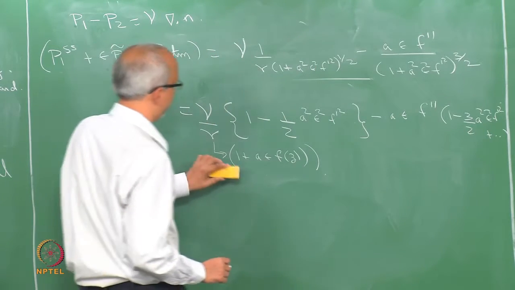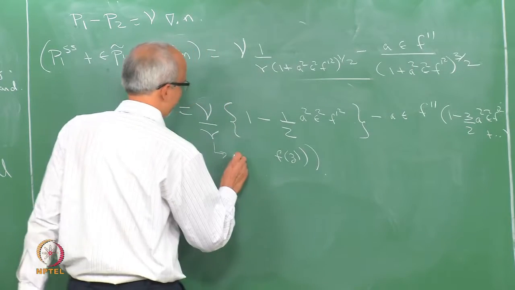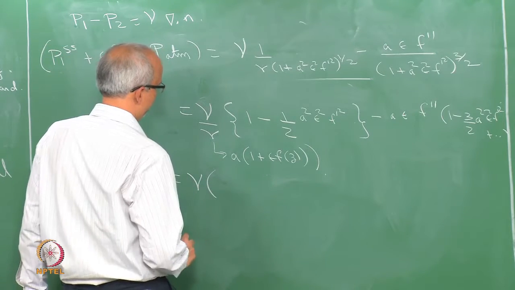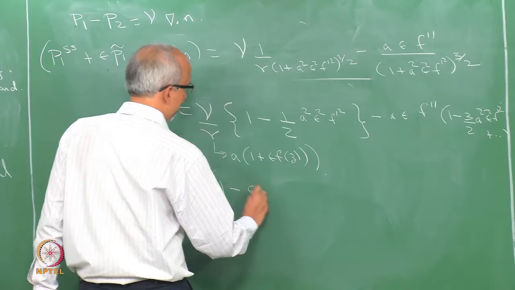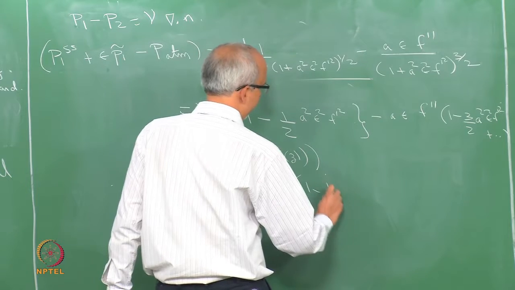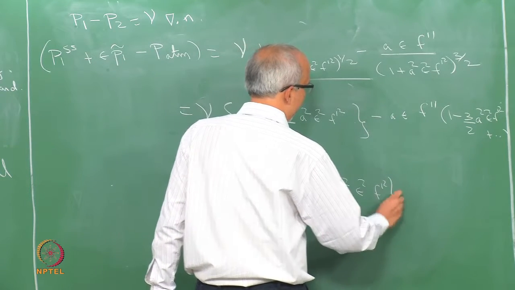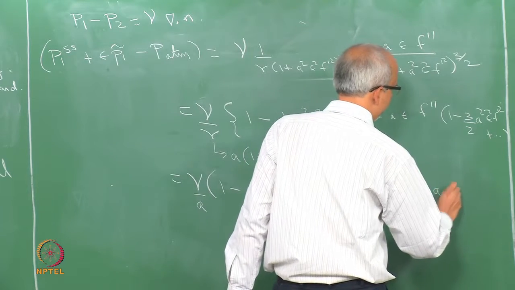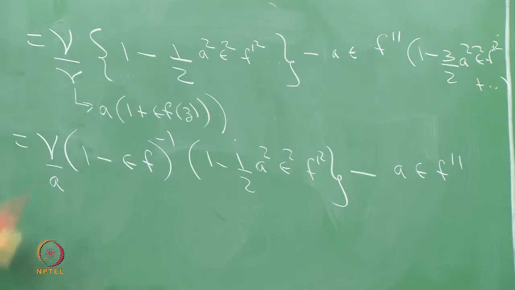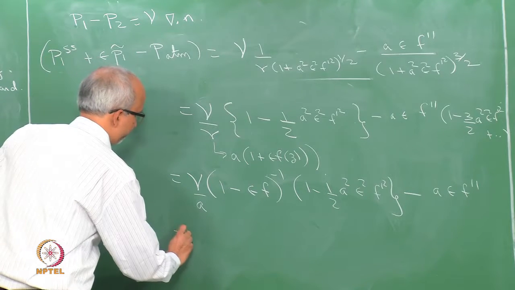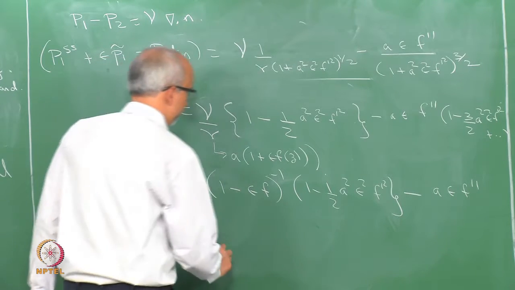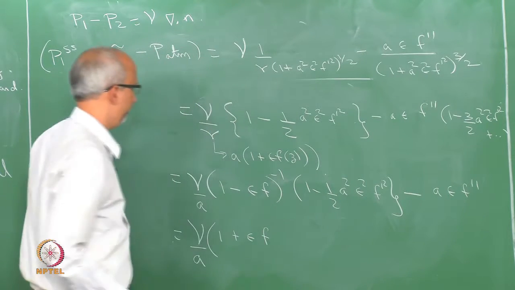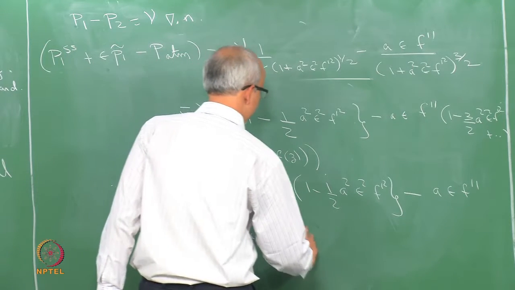A into, you are right, A into 1 plus epsilon, yeah, thanks. So this is going to be gamma by A times 1 minus epsilon F to the power minus 1 times 1 minus half times A squared epsilon squared F prime squared. I do not worry about this term because this is a higher order term. When I multiply this, it gives me minus A epsilon F double prime. The rest of the terms are higher order terms. Here, I get gamma by A, 1 plus epsilon F, times 1 minus this thing.